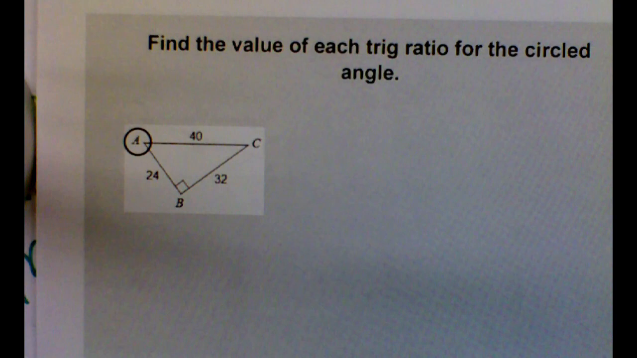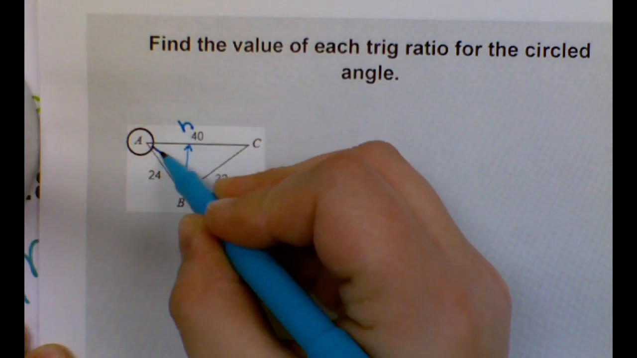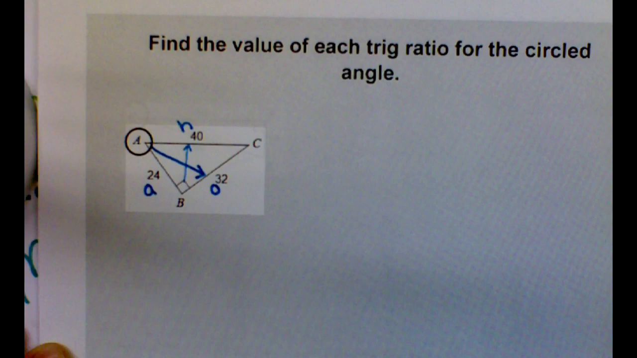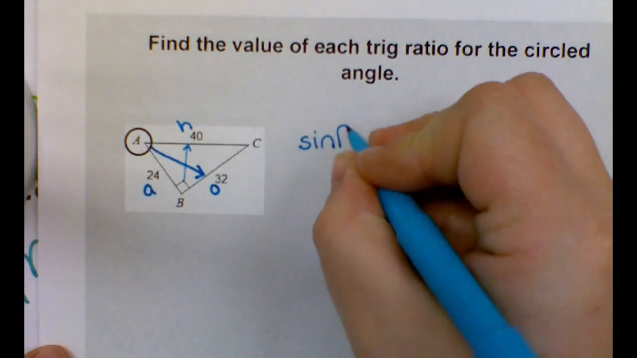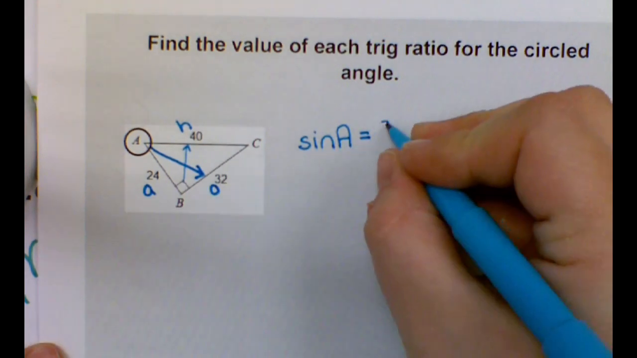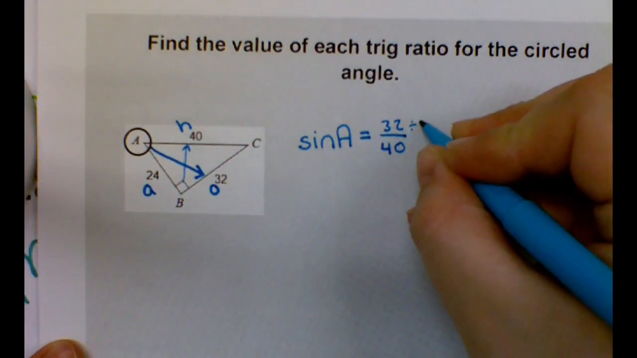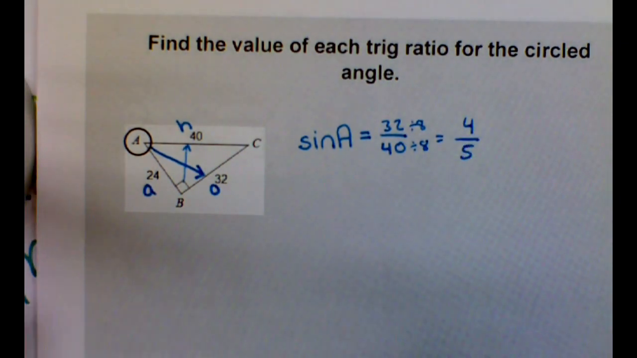So let's find the value of each trig ratio for this circled angle. So I take my angle and I first identify the sides. Across from the right angle is my hypotenuse. Across from my circled angle is my opposite, and that third side is my adjacent. So the sine of my angle, well, I know this angle is named A, so I can say the sine of A is equal to opposite over hypotenuse. So I'll take 32 over 40. But we also want to simplify these if we can. I can divide the numerator and denominator both by 8, leaving me 4/5. And that's how we'll leave it.